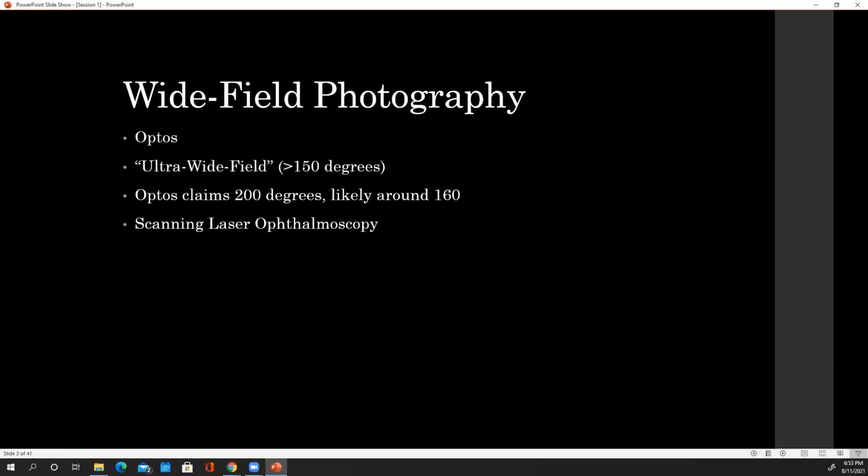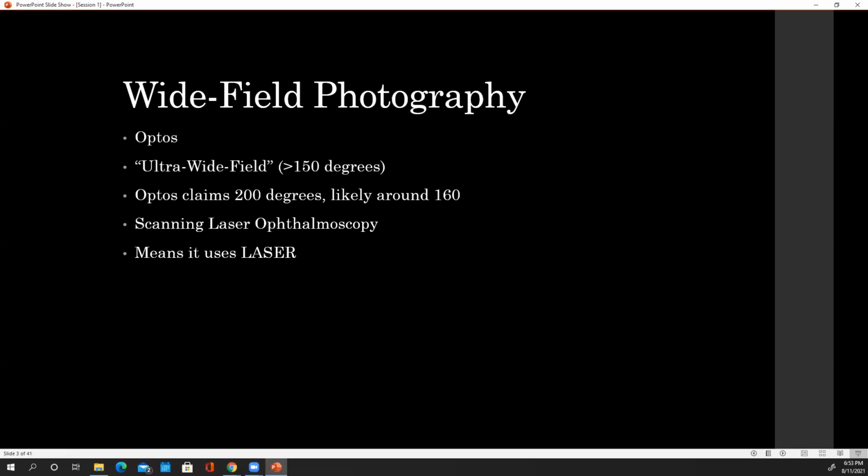Now remember, the Optos is a scanning laser ophthalmoscope, so it is not your standard white flash. What is a scanning laser ophthalmoscope? It means it uses laser to reflect a beam back. Laser tends to be a coherent beam on a single wavelength.